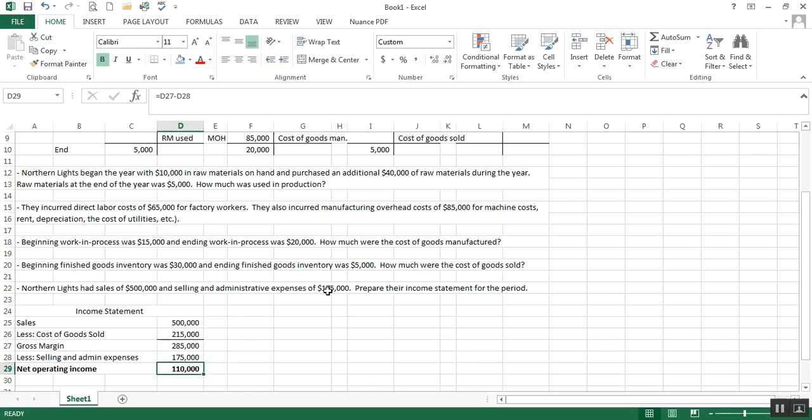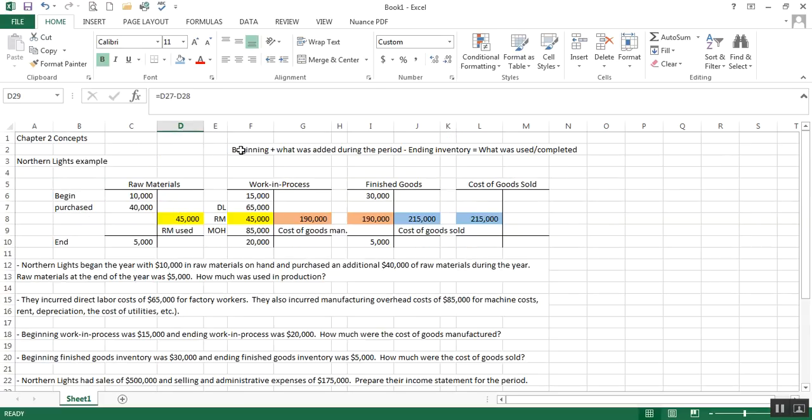This problem is the same as what is in the textbook chapter. The chapter will give you more details on this, but I wanted to walk through how you can use T accounts to help you understand the concepts of this formula and how to solve for your raw materials used in production, your cost of goods manufactured, and your cost of goods sold.